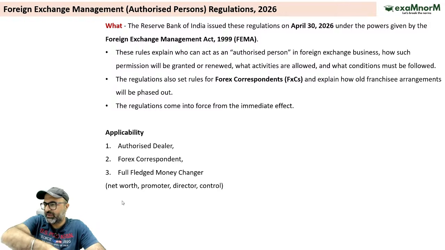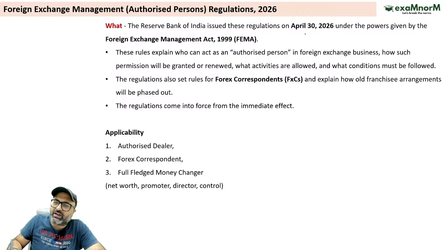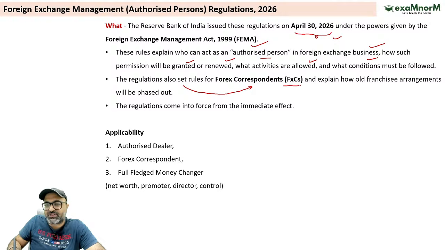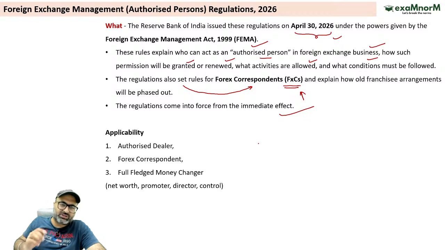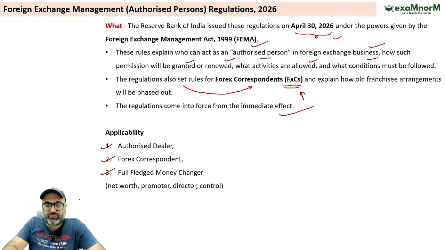Now, what all things should we know about this? The Reserve Bank of India has announced on 30th of April 2026, under the powers given by the Foreign Exchange Management Act, the rules explaining the authorized person in the foreign exchange business, how they will get permission, how they can get their activities renewed, what activities are allowed, what conditions are there, and the regulations also set for the forex correspondents, which I will be discussing in a while. These directions are effective with immediate effect, that means from 30th of September onwards. It is applicable on authorized dealers, foreign exchange correspondents, as well as on full-fledged money changers.